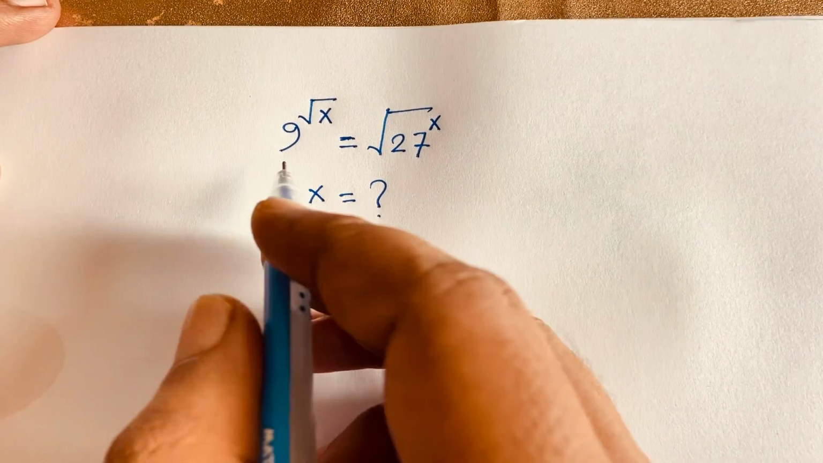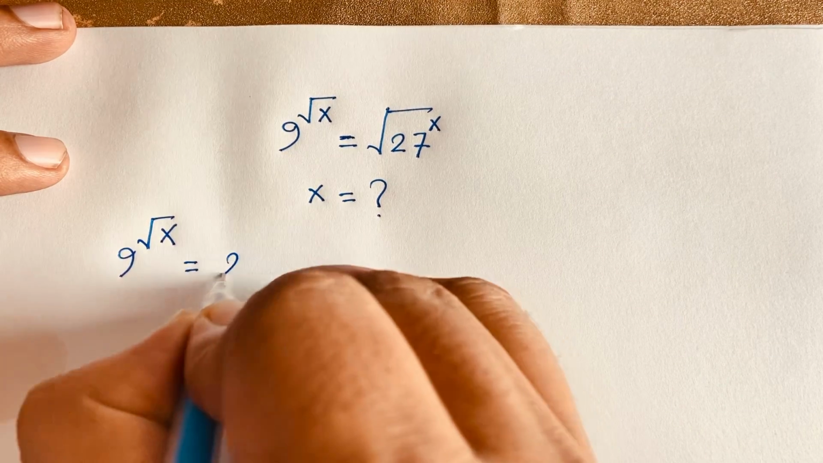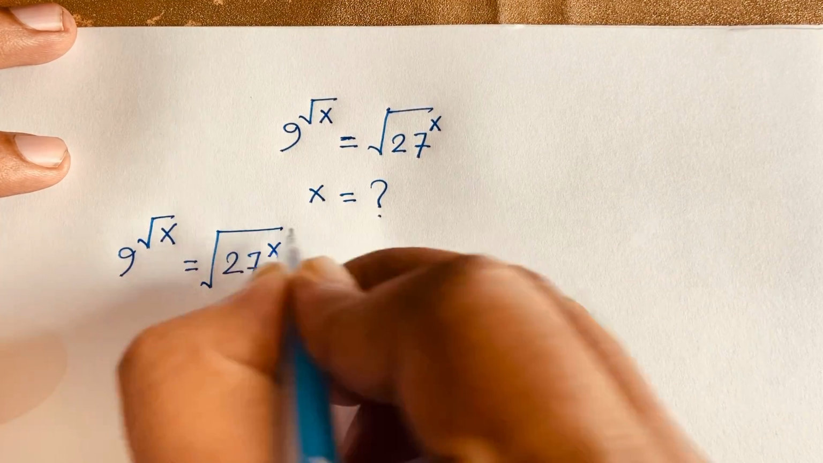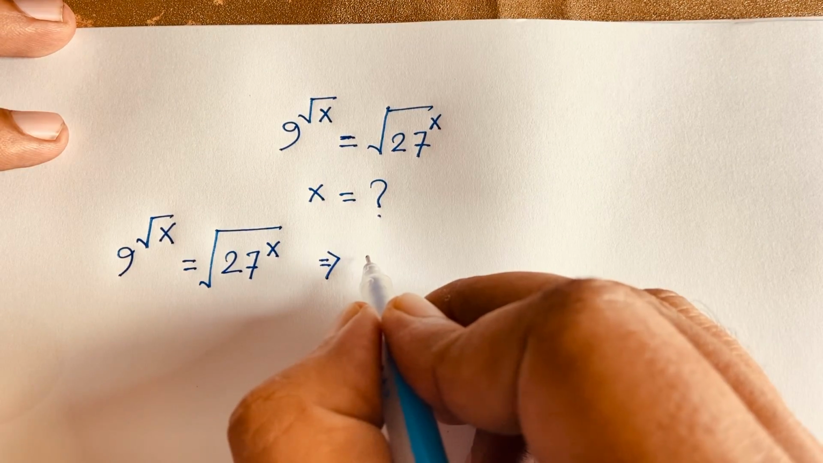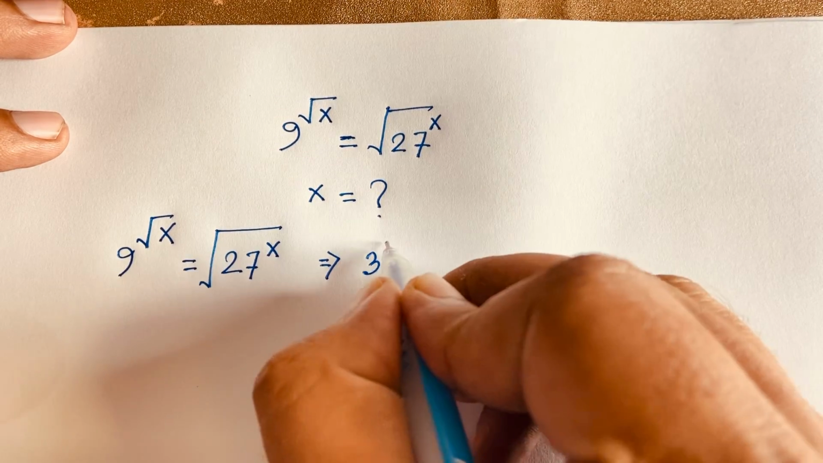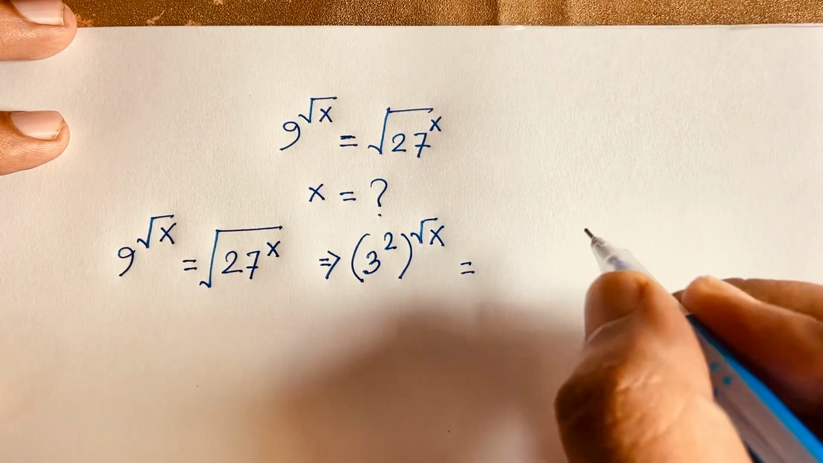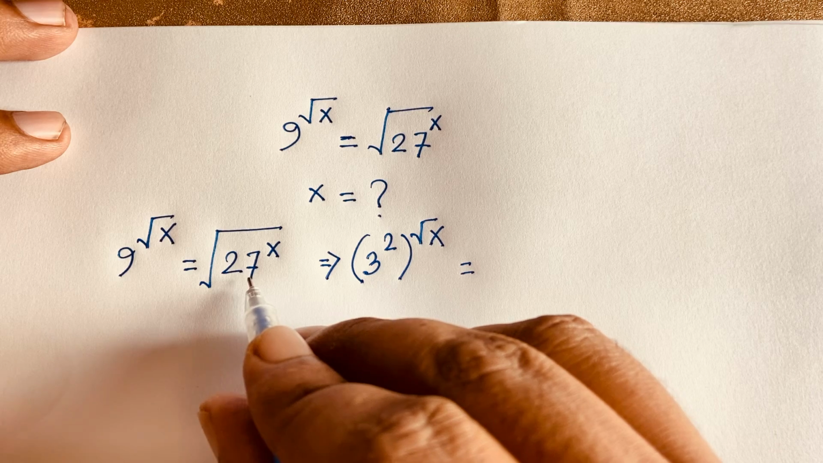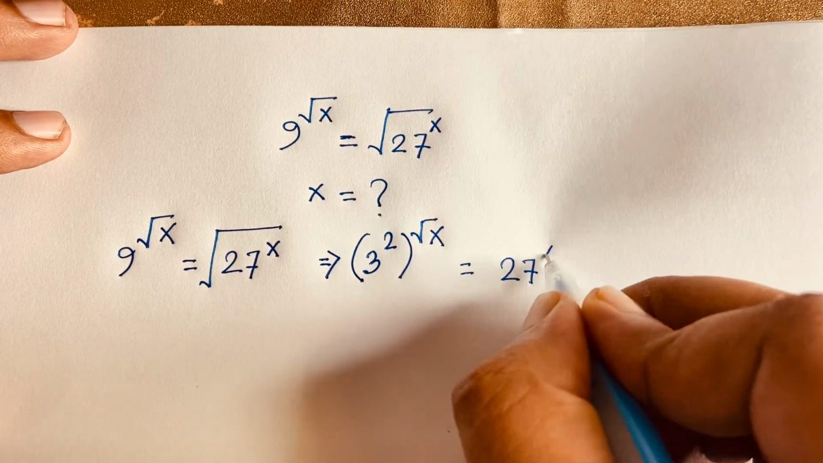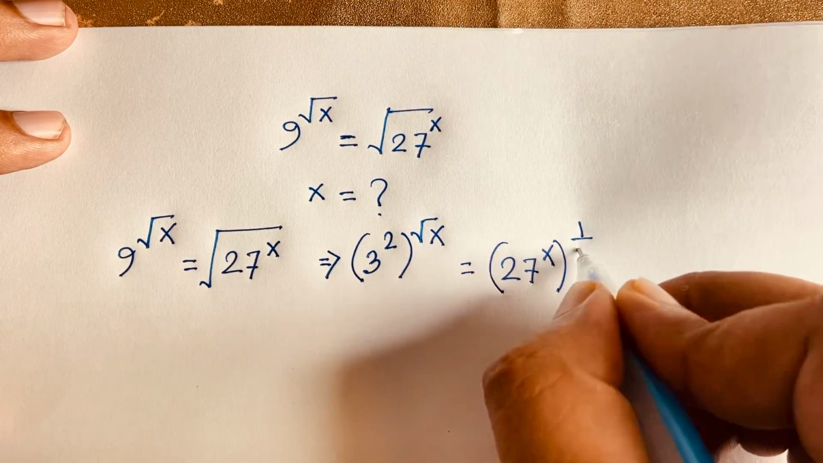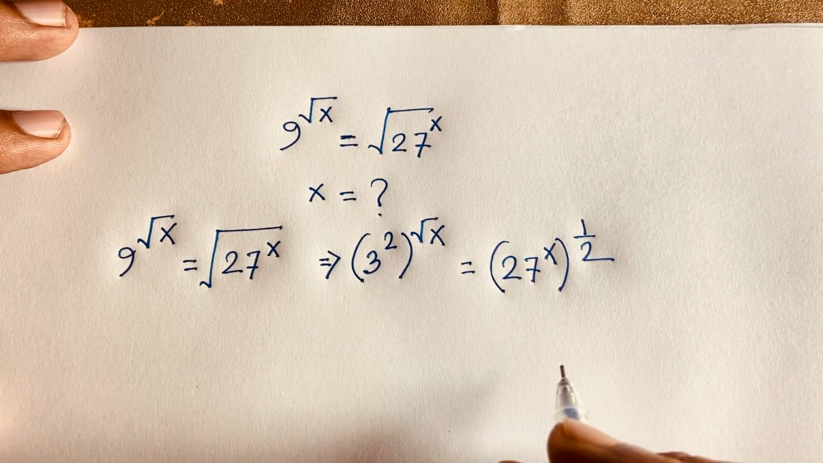So let's start. Our question is 9 to the power square root x is equal to 27 to the power x, and here is the square root. Then I can easily write 9 as 3 to the power 2. You know that 3 squared is 9, so 3 to the power 2, to the power square root x, is equal to 27 to the power x, and whole to the power half. Because of the square root, it will be half. Yes, I use exponents here.